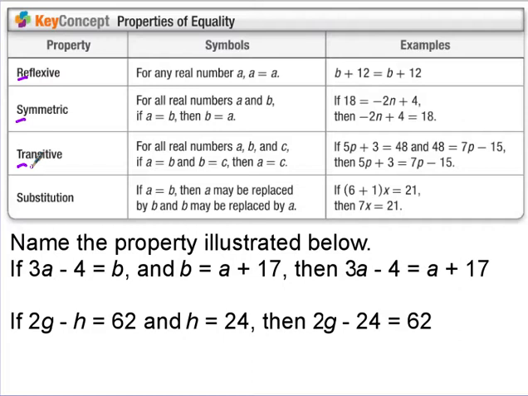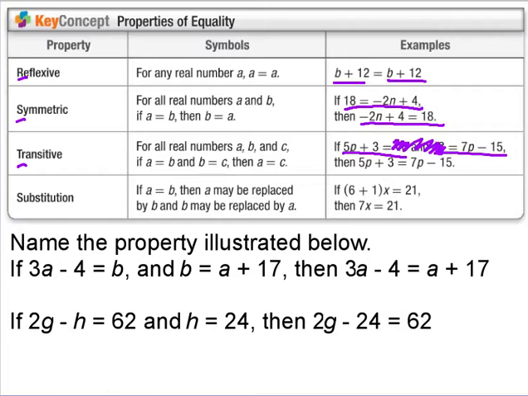And so if you look at these, there's an example of the reflexive property. It's identical. It's kind of like a reflection. Okay, on the symmetric, 18 equals -2n plus 4. -2n plus 4 equals 18. So that kind of reverses. That's real similar to that commutative property. And then the transitive, this is 3 of them. 5p plus 3 equals 48. 48 equals 7p minus 15. And it's just like the middles disappear then.